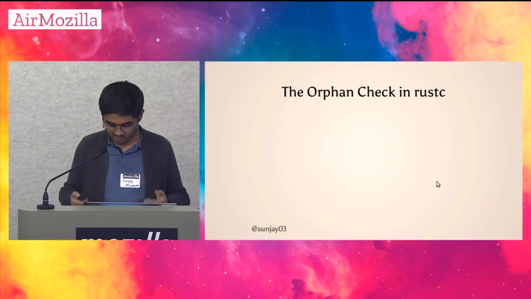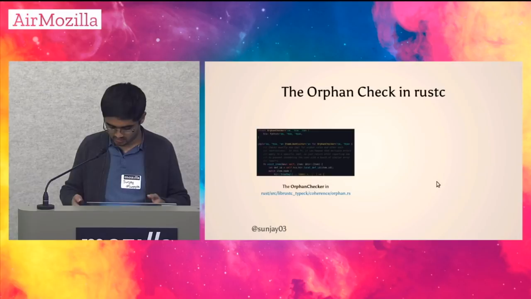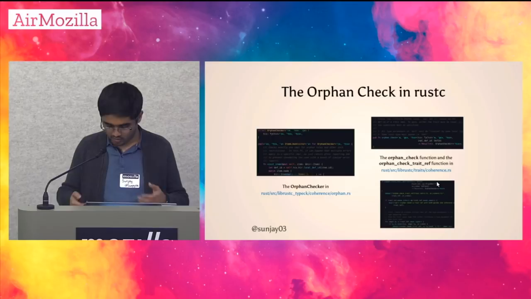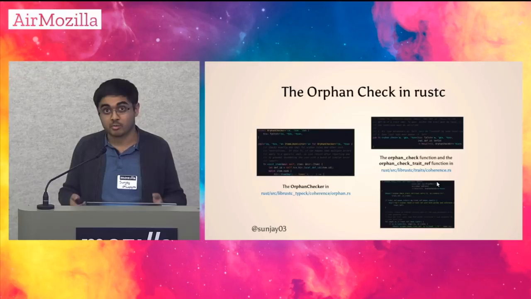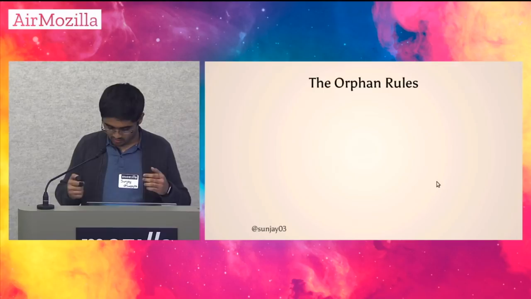There's the orphan checker, which actually describes how rustc goes through each impl in order to check it. There are the orphan check and orphan check trait ref functions that actually do the heavy lifting of checking that an impl satisfies the orphan rules. And while we don't actually have enough time to dive into the code for each of these functions, what I've done is I've gone through them and extracted the orphan rules exactly as they're implemented in rustc today. So here, without any further ado, are the orphan rules according to the source code of the Rust compiler.